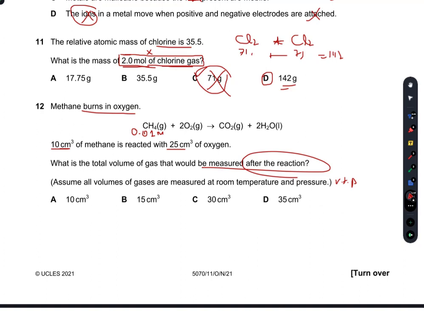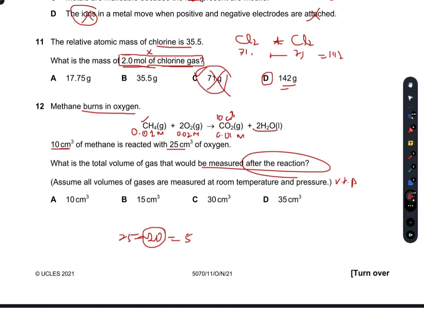So the total volume of oxygen here is 25 centimeter cube, but only 20 centimeter cube will react. Why will 20 centimeter cube react? Because CH4 here is a limiting reactant which controls the amount of product formed due to its lower amount. So it will only react with 0.02 moles of oxygen, which is 20 centimeter cube. That will give us 0.01 mole of CO2, that is again 10 centimeter cube, along with 2 water molecules.